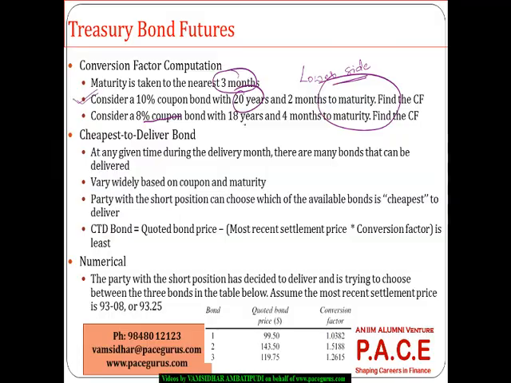If someone is delivering this, the conversion factor is 1.2. So we are able to understand why different conversion factors are going to come up for different kinds of bonds. Now, the next point that comes out is, okay, any of these bonds can be delivered. A person can choose to deliver either this bond or this bond. Now, which one will he directly choose?